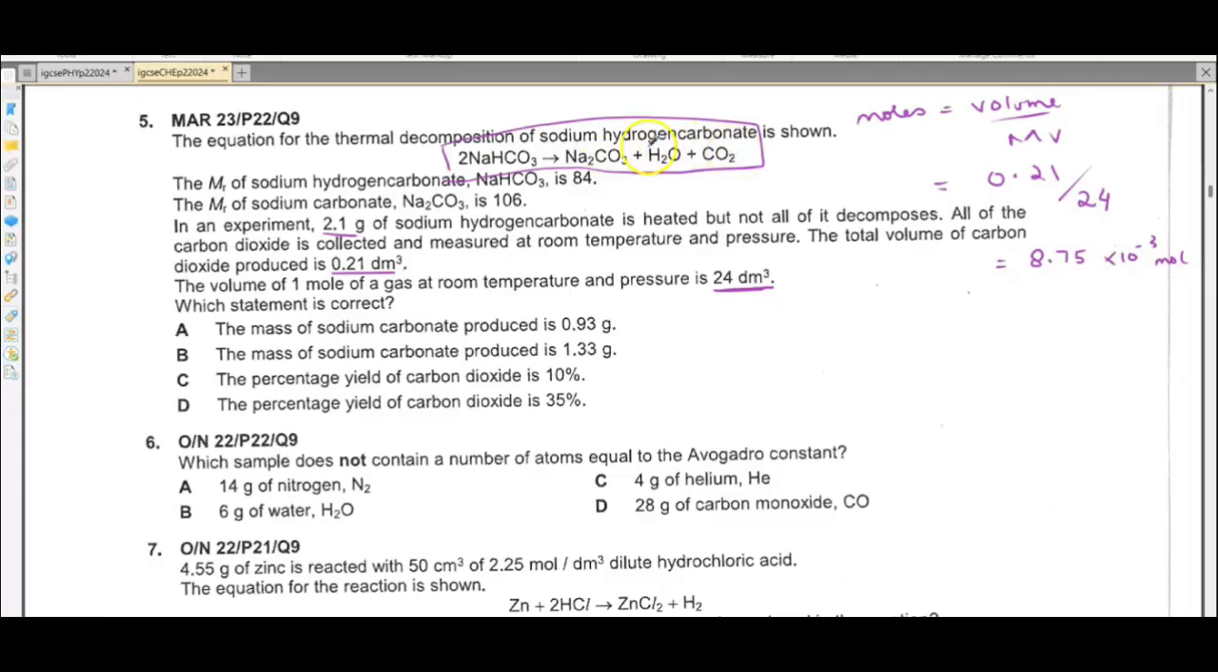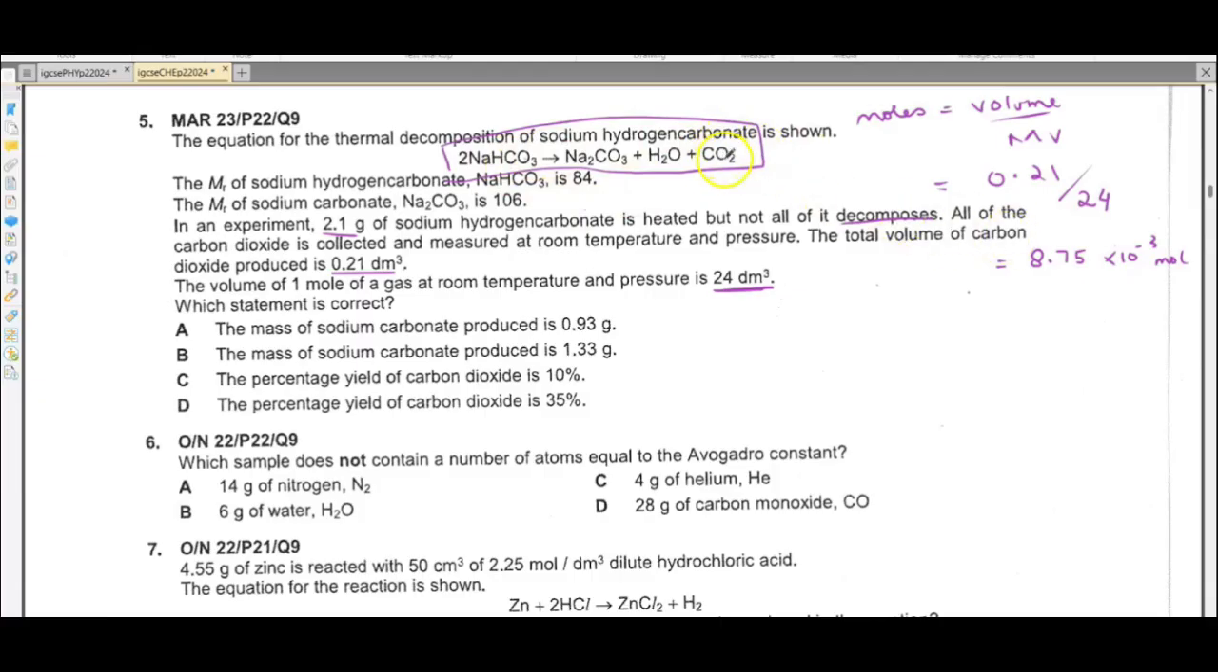The question you must be thinking, or maybe you are not thinking, but I want you to think, is that we have the mass of sodium hydrogen carbonate as well. Why don't we use this to find the number of moles of Na2CO3, or why don't we use it to find the number of moles of CO2? Because they stated in the question that all of it wasn't decomposed, so all of it wasn't used over here. So this is in excess over here. Okay, we need to find a factor that is limited.